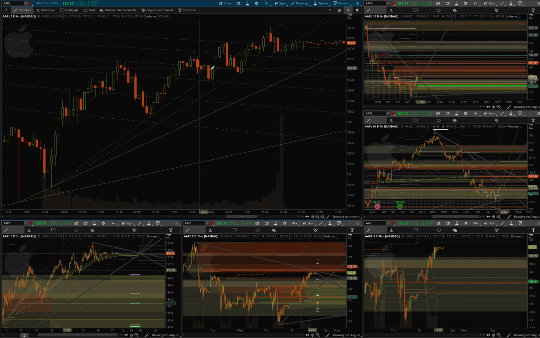like a cup and handle or inverted head and shoulders here, which is another bullish sign. But nobody ever really talks about why these patterns form, like what they're forming from. And what they're forming from is either the acceptance or rejection of these historical trend lines.